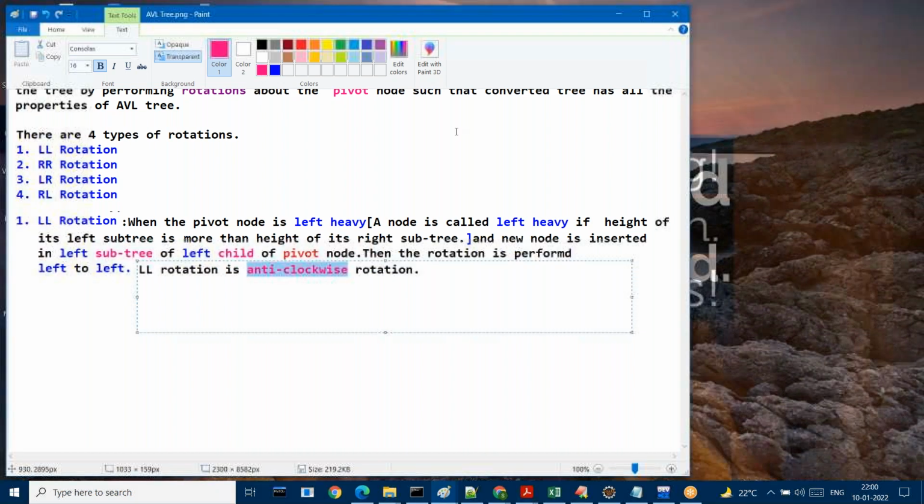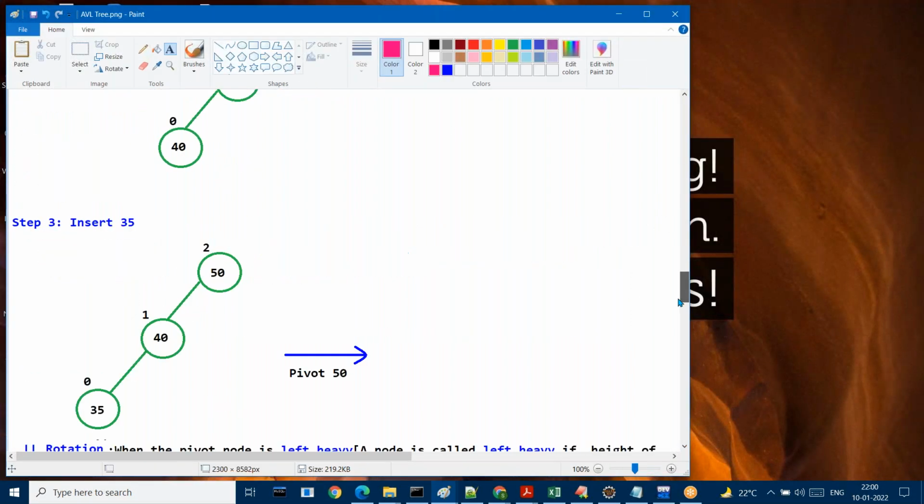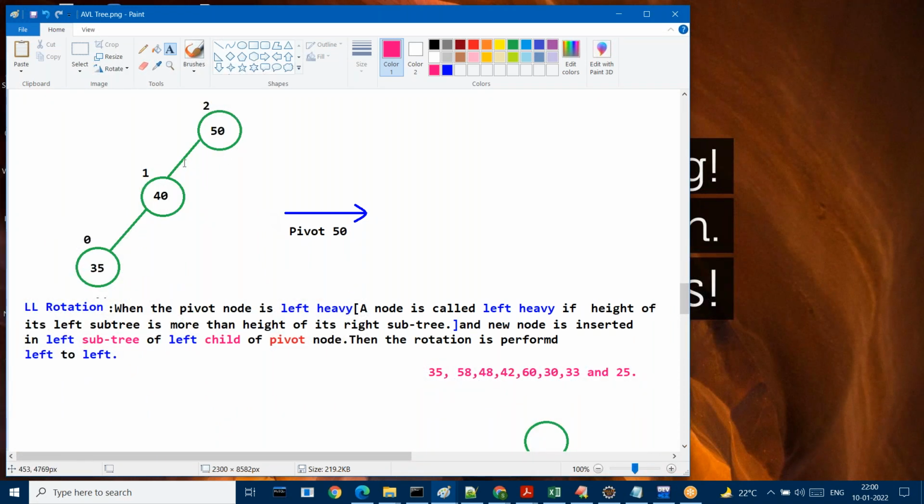And how will the rotation be performed, sir? Observe here. The rotation is always performed with respect to the pivot node. Anti-clockwise, right guys? Anti-clockwise. So bend it like that. Bend it with respect to the pivot.